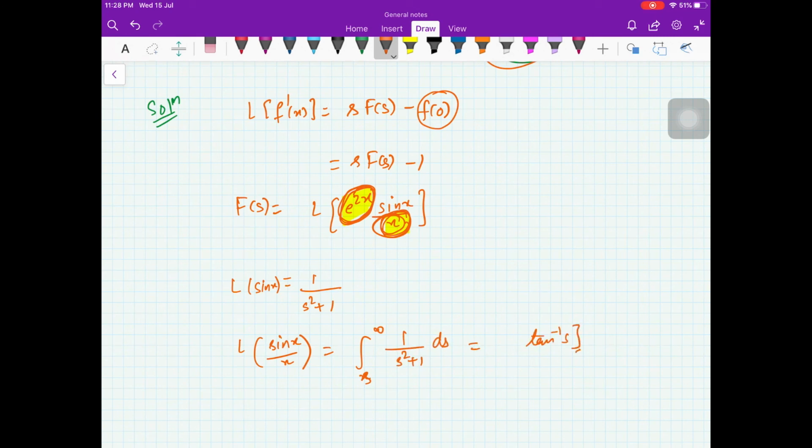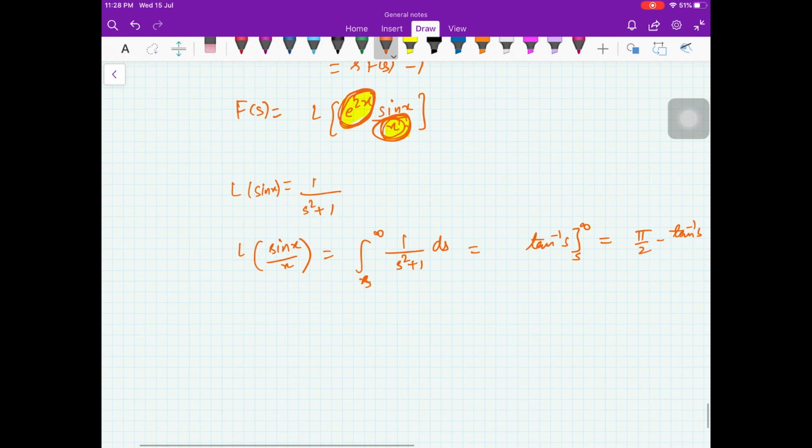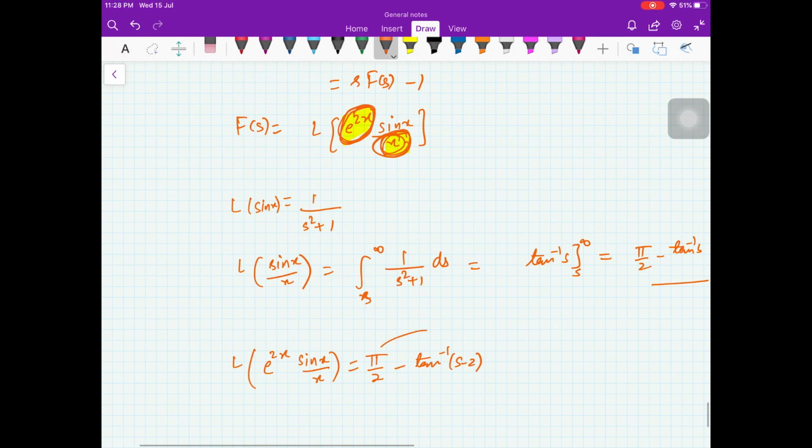So this is tan inverse of s evaluated from s to infinity, which is pi by 2 minus tan inverse of s. So you get sin x by x has this Laplace transform. Now if you multiply with e raised to power 2x, whatever is the Laplace transform, you have to replace s by s minus 2. So that will be pi by 2 minus tan inverse of s minus 2. So this is your F(s).